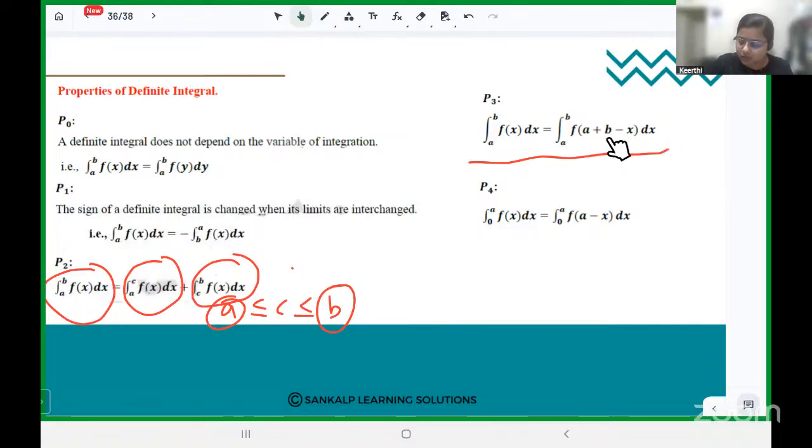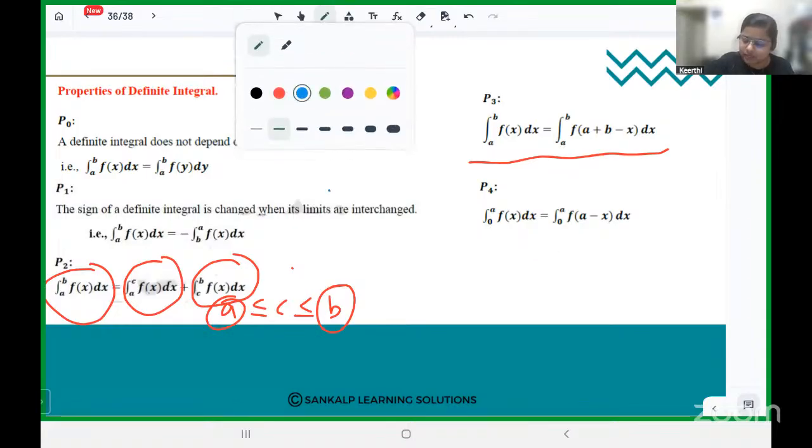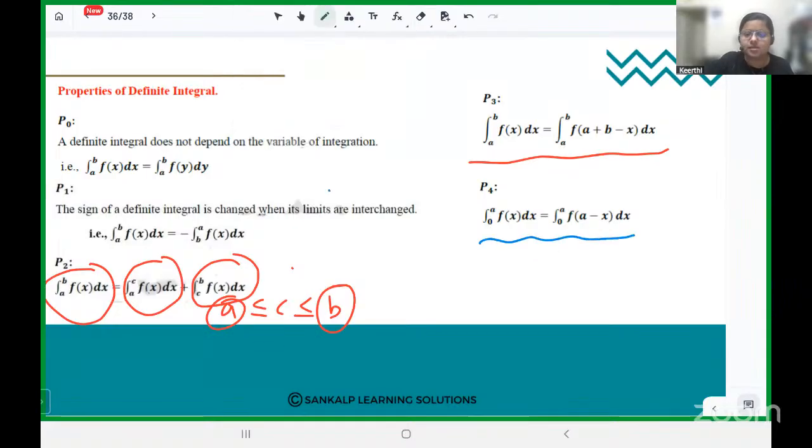Okay, from this you can derive this result also, that is, integral 0 to a f of x dx is equal to integral 0 to a f of a minus x dx. That is an important result. How will you derive this from this result? Here you can see that in the place of a it is 0 and in the place of b it is a.